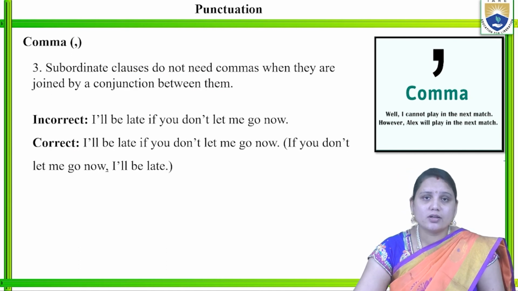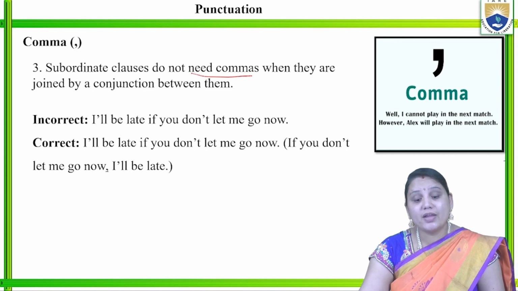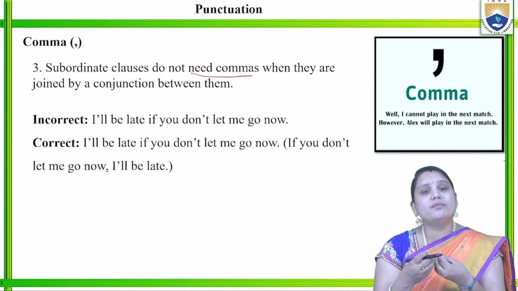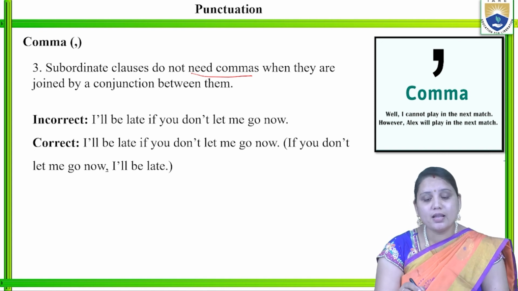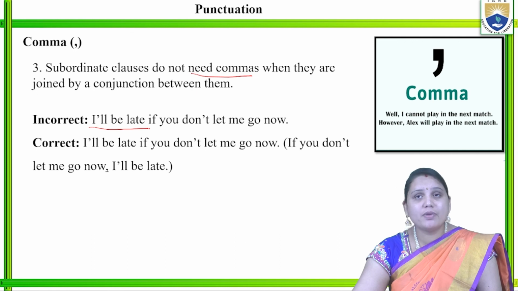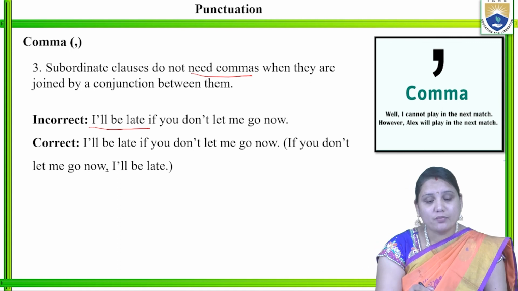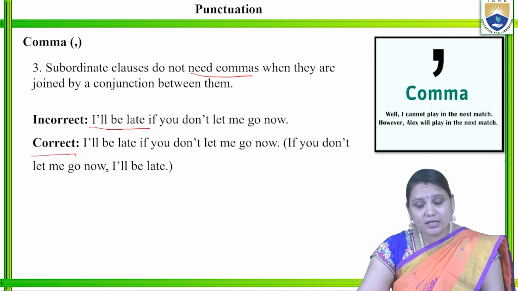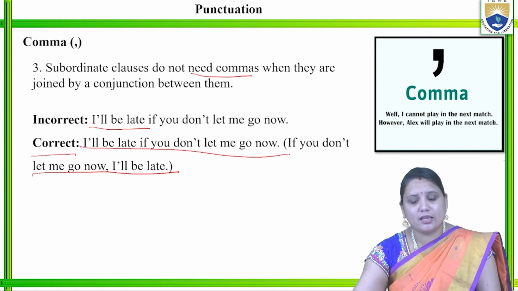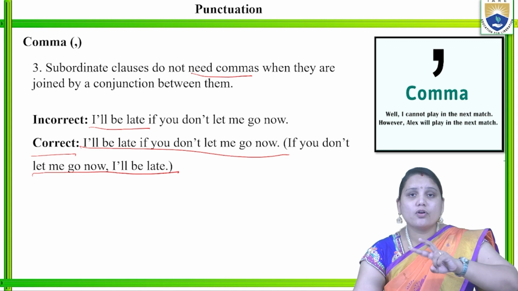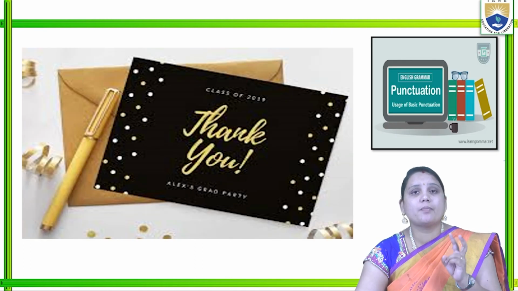Next, subordinate clauses do not need commas when they are joined by a conjunction between them. When two clauses are joined with the help of a conjunction, we are not using any comma there. For example, I'll be late, if you don't let me go now. Here see, I'll be late, if you don't let me go now. And what is the correct form of it? I'll be late if you don't let me go now. If you don't let me go now, comma, I'll be late, no need. You can use this sentence, I'll be late if you don't let me go now. So, you're not going to use a comma between two subordinate clauses.